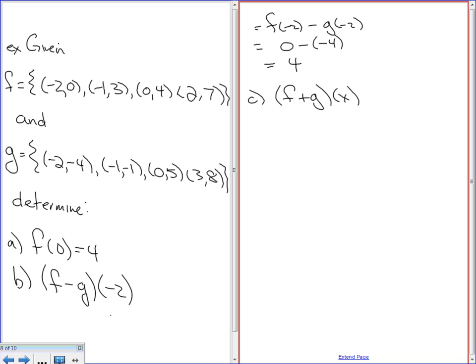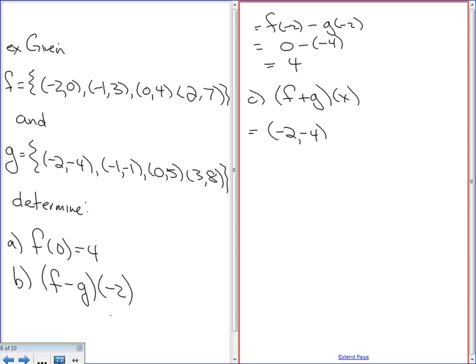So when you're adding discrete functions, you can only add the points that have the same x coordinate. So the x coordinate stays the same, and then you add the y coordinates together. So my first value is -2. I make sure that g has a -2. It does. So then my first point on my function becomes -2, and since I'm adding the functions, I add the y values. 0 added to -4 is -4.